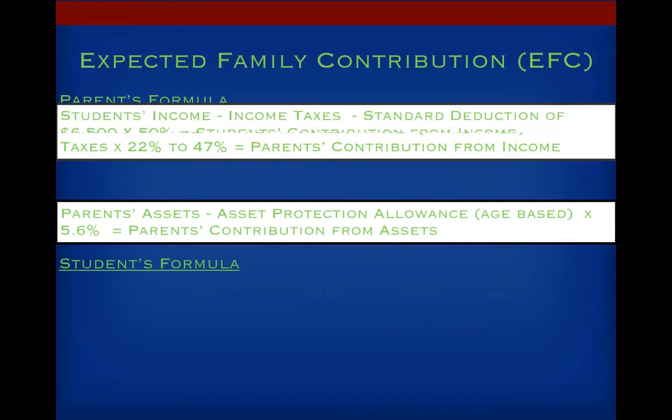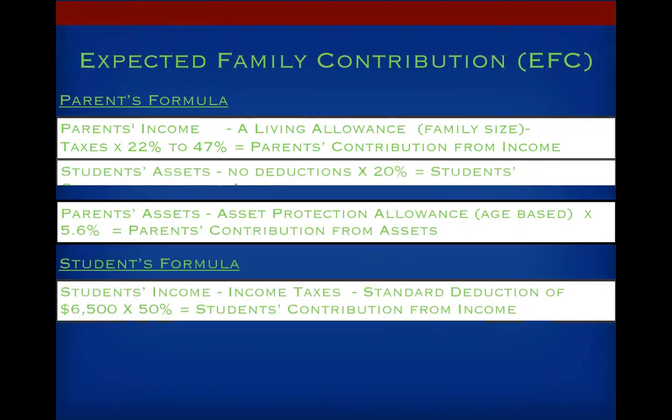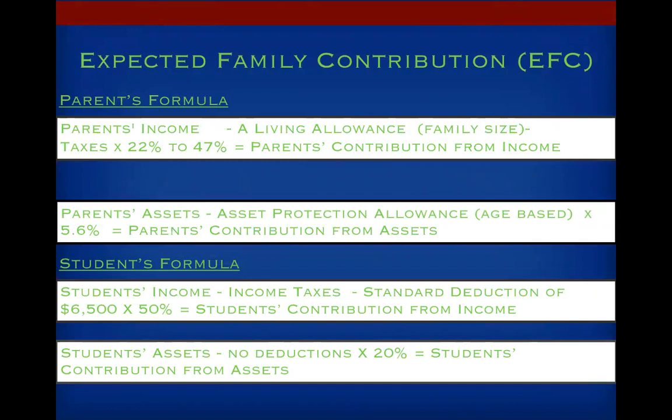The second two parts of the equation are the student's income and the student's assets. When it comes to students' assets, any money the student has in their name, in a checking account, savings account, or any investments, will be counted at 20%. So if you indicate on the FAFSA form that your student has $1,000 in checking, they'll basically come back and say, based on this factor, your student, i.e. the family, can pay at least $200 towards a college education.